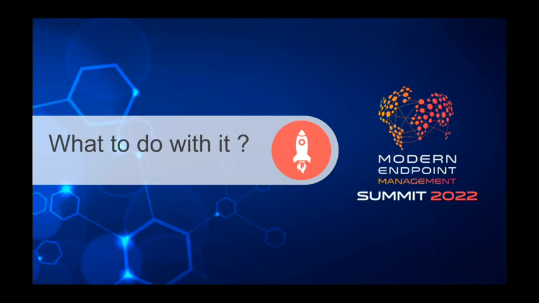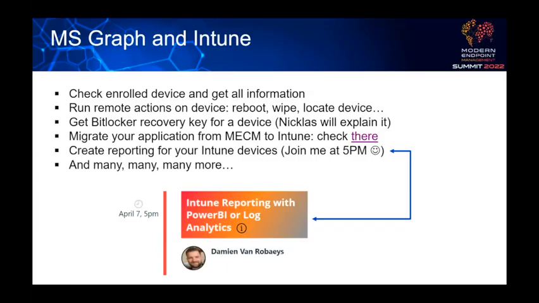What to do with Graph now? You can do a lot of things. First, with Intune, you can, for instance, check or enroll devices and get information relative to your device, and run remote actions like rebooting a device, wiping a device, locating a device, and getting the BitLocker recovery key for a device. We'll see this with Nicklas, who did a really cool tool.